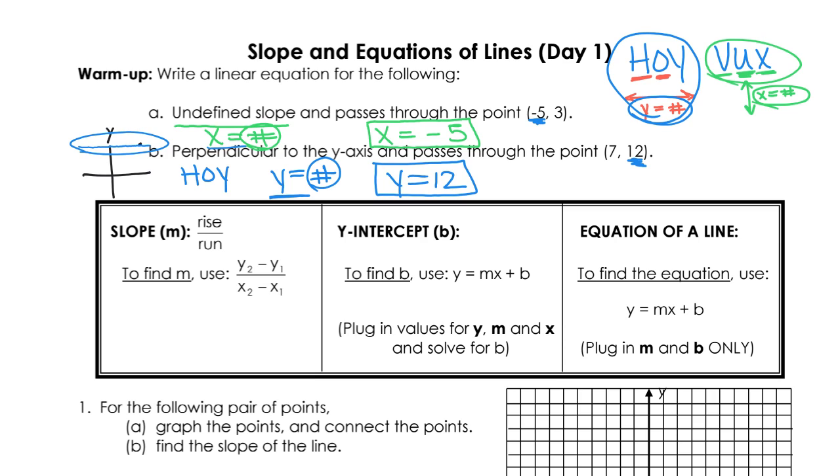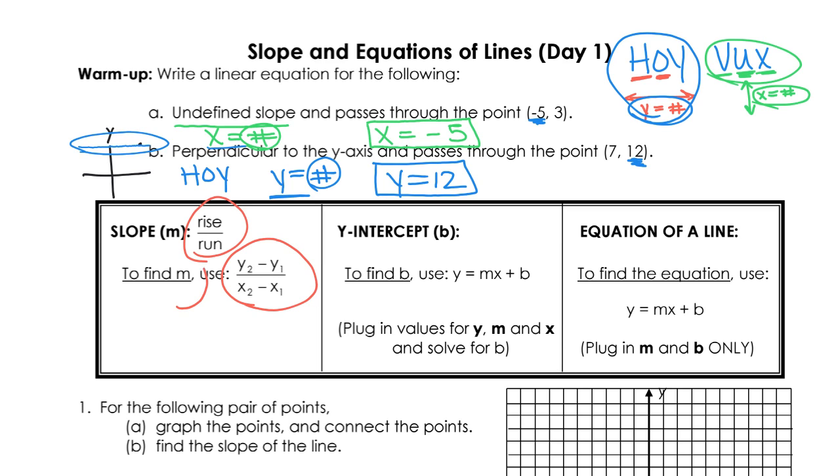So just think about what direction your line is going in. Think about whether you're talking about Hooy or Vux. Think about whether the equation is y equals a number or x equals a number, and then go find that number. Okay. Whereas all equations that are not horizontal or vertical have a slope that's not undefined or zero. And in that case, we have a slope formula that will calculate what our slope is, or how much a line is tilted. Okay, it's also known as rise over run.